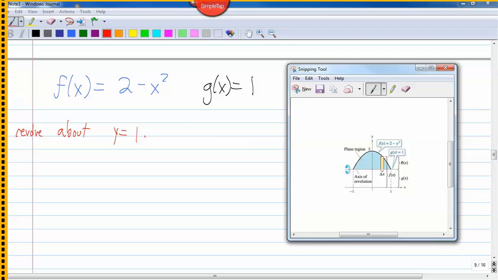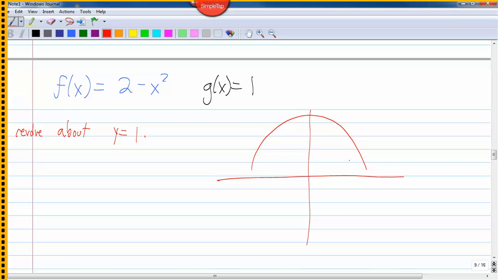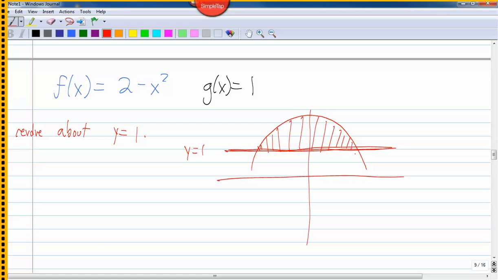Now, I'm going to do my own rough sketch here because I want to look at something. So you probably had a graph kind of like that, where this is y equals 1. And we're taking all of this stuff between these two, this region, and we're revolving it about the line y equals 1.